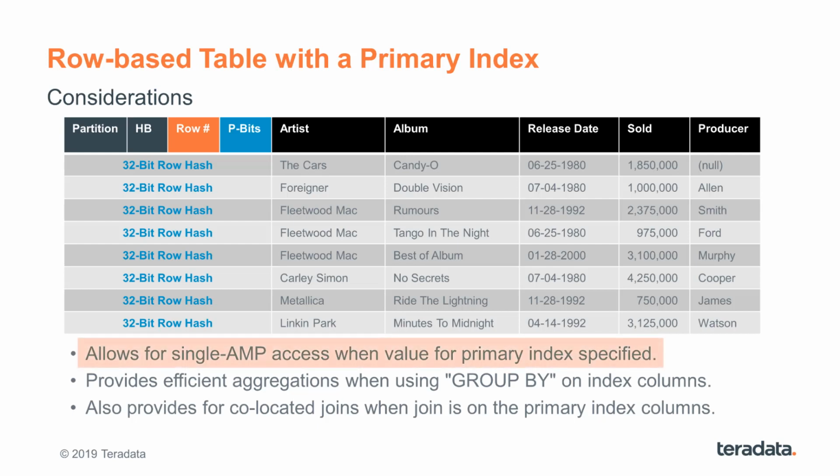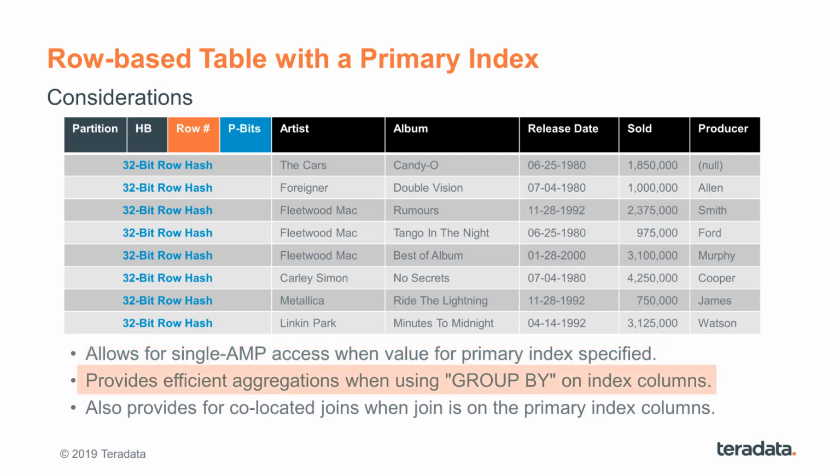It allows for a single AMP access when the values of all primary index columns are specified. So if you only want to look for one row, you can reach into the table directly, generate the row hash, and pick out the row you want without having to read the full table. You know the AMP, and within the AMP, the data is sorted by row hash.